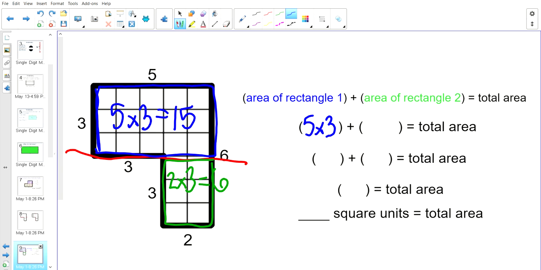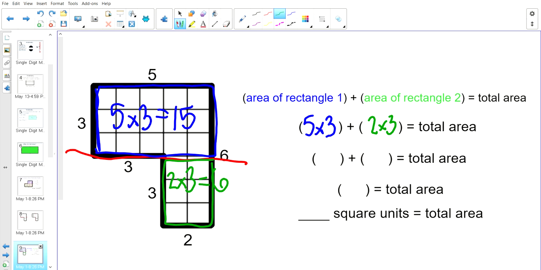Now I think about rectangle 2. Rectangle 2 was a 2 by 3 rectangle. Again, I show that the 2 by 3 rectangle is one rectangle by grouping the two numbers 2 by 3 with parentheses. I know that I need to add together the area of rectangle 1 and rectangle 2 to find the total area, so I have 5 times 3 plus 2 times 3 equals the total area.